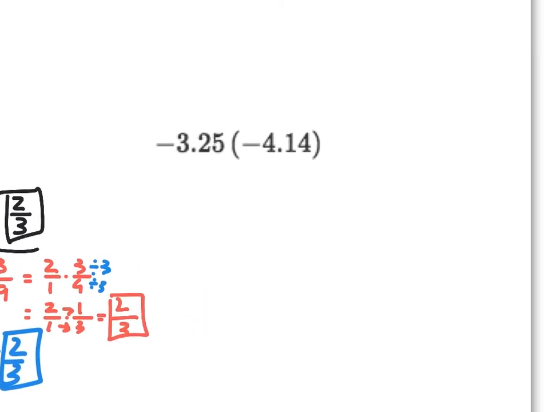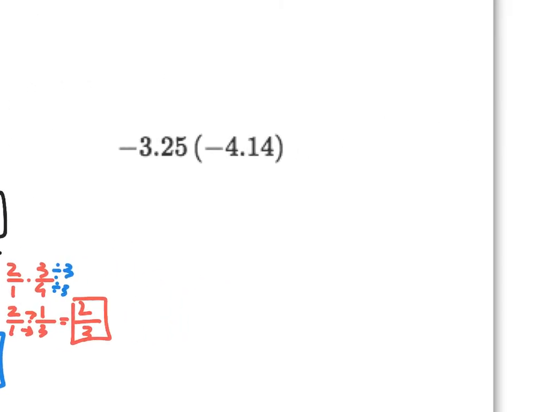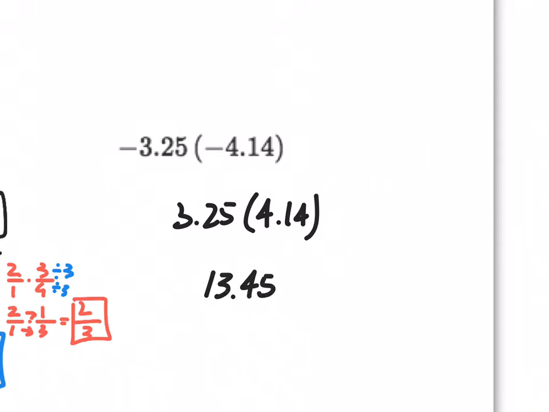All right. So then, what about negative 3.25 times negative 4.14? First of all, I know my answer is going to be positive because I have two negatives. So really, what I'm doing here is 3.25 times 4.14. This one I would just do in your calculator. There's a long way to do it, but let's just do it on our calculator, and that's going to give us 13.455.